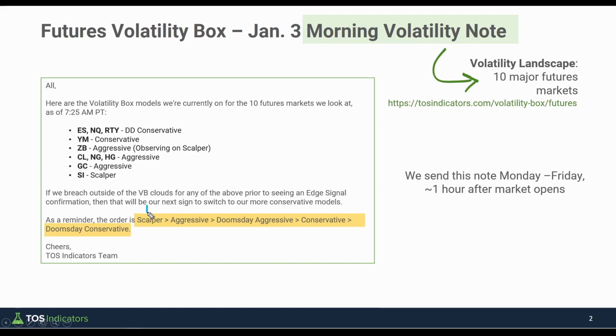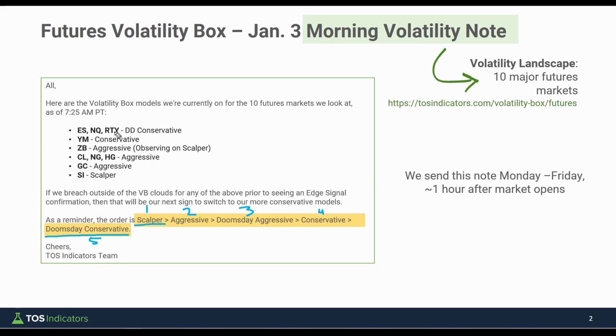So at the most aggressive end of the spectrum, we have our scalper volatility box models. These are most used for things like scalping opportunities. The risk rewards are smaller, but we're looking to get in and out very quickly. Today, these 3 markets were on their doomsday conservative models. That's on the very opposite end of the spectrum. Aggressive is 2, doomsday aggressive is 3, conservative is 4, and finally, doomsday conservative is 5. So that gives you an idea that the S&P, NASDAQ, Russell, very volatile today.